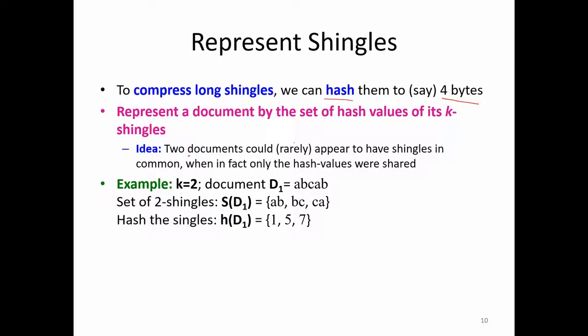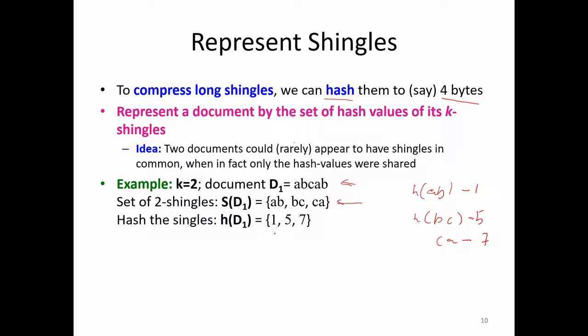The idea here is that two documents could rarely appear to have shingles in common when in fact only the hash values were shared. Again, in our running example, the set of shingles for this document D1 was AB, BC, and CA, and now you have done this mapping where you have mapped AB to 1, BC to 5, and CA to 7.